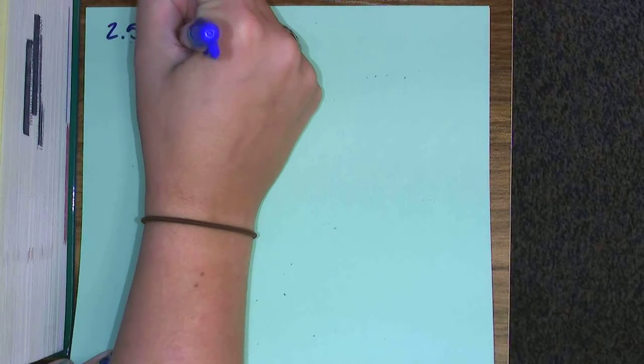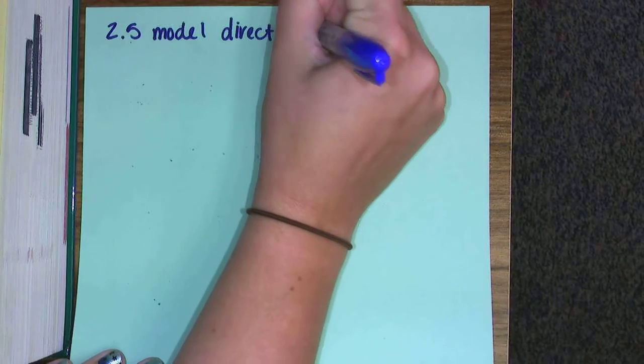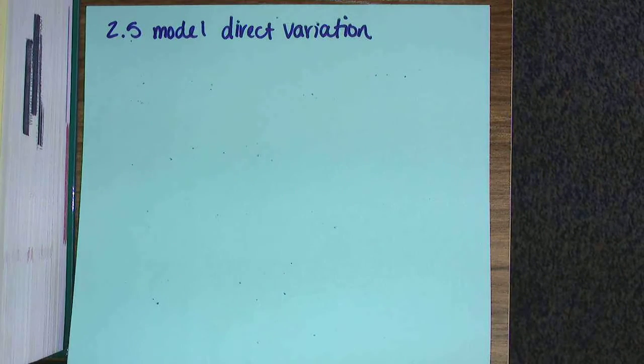All right, we are on 2.5, model direct variation. So I'm not sure if you guys have heard the term direct variation before, but essentially it's just being able to say that the variables x and y vary directly and have a constant of variation.